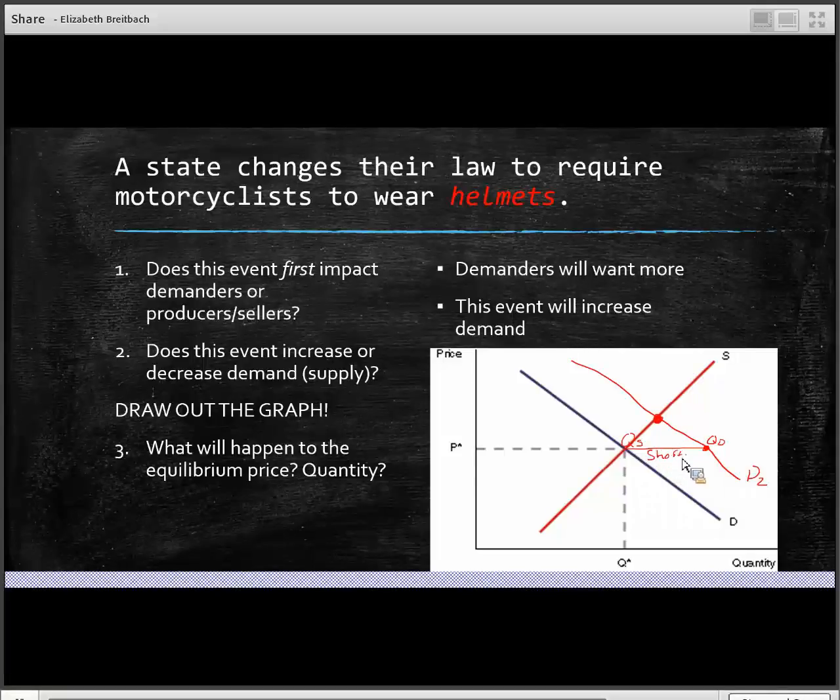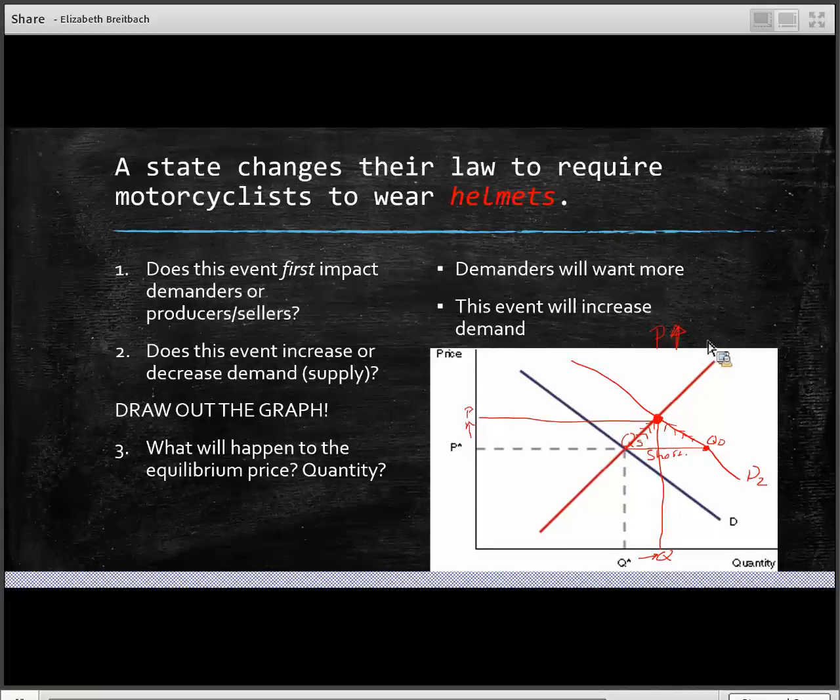As it does so, the quantity demanded starts to fall, the quantity supplied starts to increase, and we reach our new equilibrium price. That's higher than our old equilibrium price. Our new equilibrium price is higher, and our new equilibrium quantity is also higher. The equilibrium quantity has gone up. So what will happen to equilibrium price? Price has gone up because now more buyers are in the market.